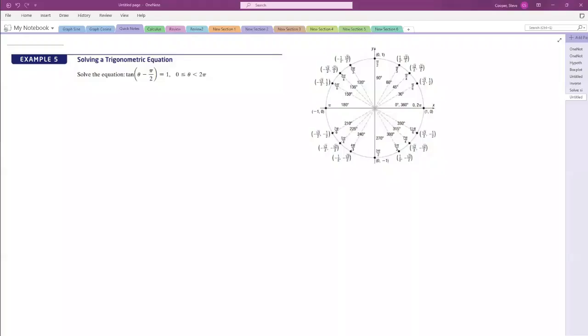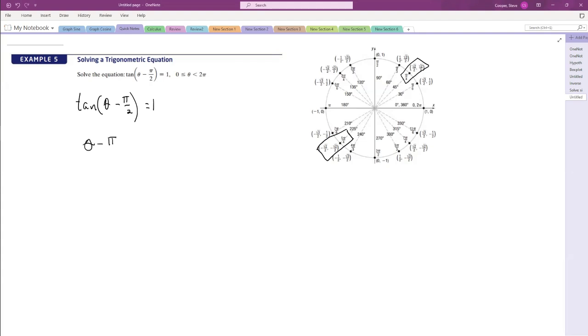Okay, class, now we'd like to take a look at an equation involving a tangent function. So our equation is the tangent of angle theta minus pi over 2 equals 1. Now we get a tangent of 1 at pi over 4. And since a negative divided by a negative makes a positive, we also get a tangent of 1 at 5 pi over 4.